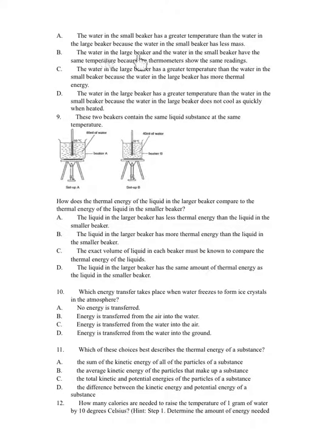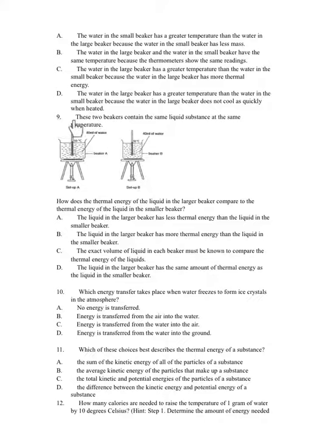B. The water in the large beaker and the water in the small beaker have the same temperature because the thermometers show the same readings. C. The water in the large beaker has a greater temperature than the water in the small beaker because the water in the large beaker has more thermal energy. D. The water in the large beaker has greater temperature than the water in the small beaker because the water in the large beaker does not cool as quickly when heated.